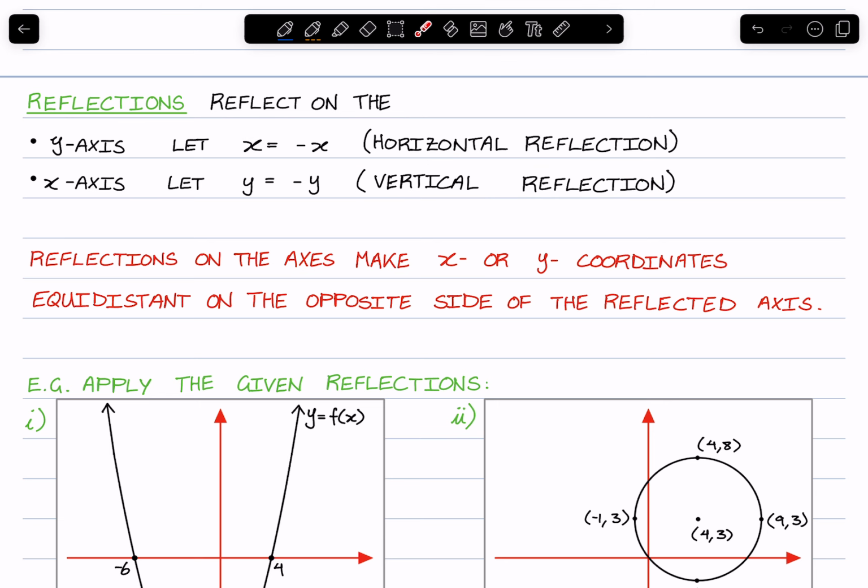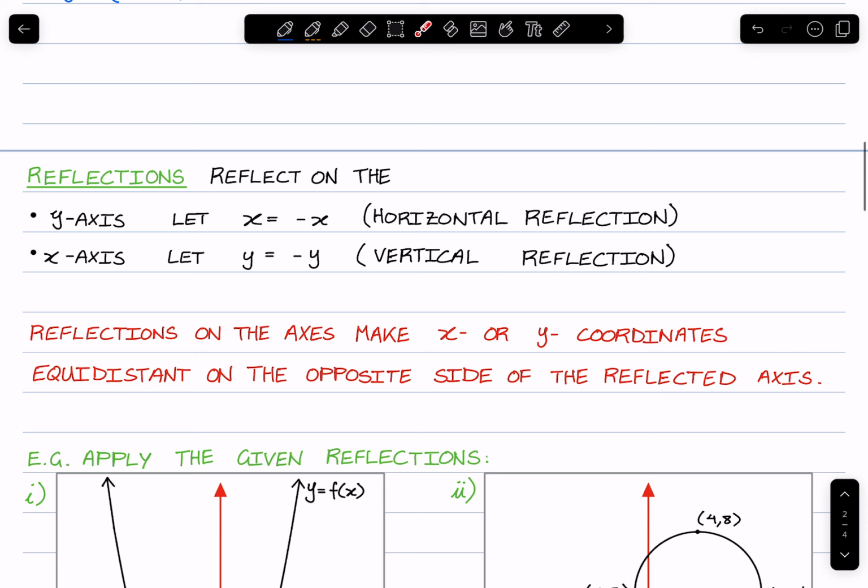Now to really emphasize this, since the y-axis goes vertically, to reflect this point, we let the x value become negative x. So if this is 1, a reflection here would be negative 1. So it's a horizontal reflection, but the y-axis is the mirror that it's reflecting on.